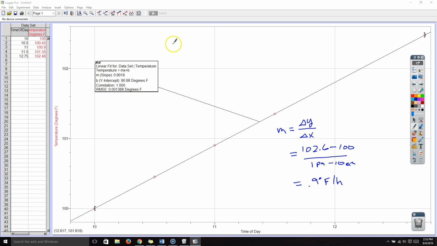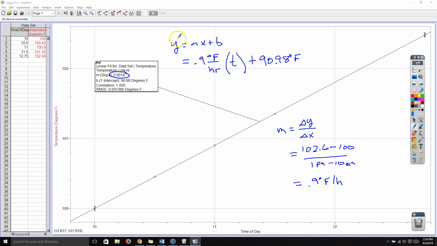Here we're going to say y is equal to mx plus b, where m is our slope, and we said our slope was about 0.9. You can see the slope a little bit more exact here. The slope is in degrees Fahrenheit for every hour. Since our time is in hours and our temperature is in degrees Fahrenheit, that's what we've got there. That would be our slope. Our x value is time, so we can just put in t for time, plus our y-intercept, and our y-intercept here is 90.98 degrees Fahrenheit.